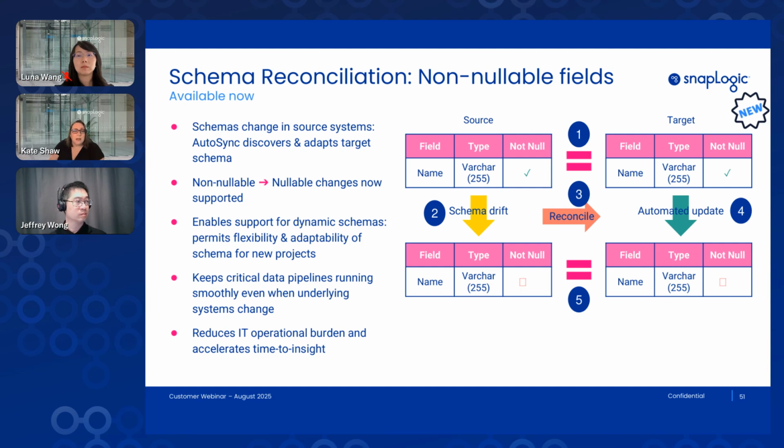So this means that any critical pipelines will continue to run uninterrupted. It's seamless. The user doesn't have to do anything. It all happens automatically. And that does reduce the amount of IT oversight and overhead, making sure that the systems stay in sync with the schemas.